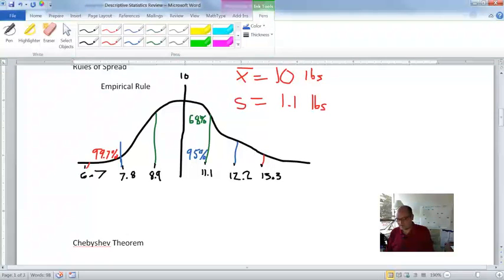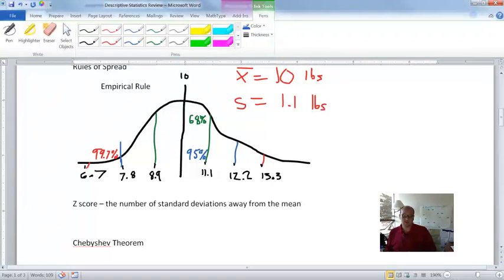So part of the [empirical rule] is a z-score. I didn't have this in the notes, but we've got to figure out what a z-score is. What is a z-score? It's the number of standard deviations away from the mean that an observation is.